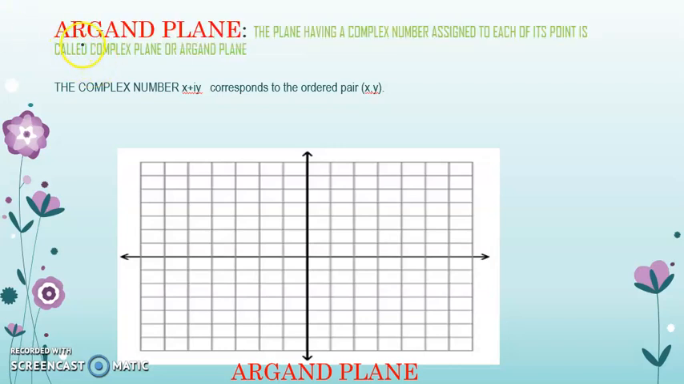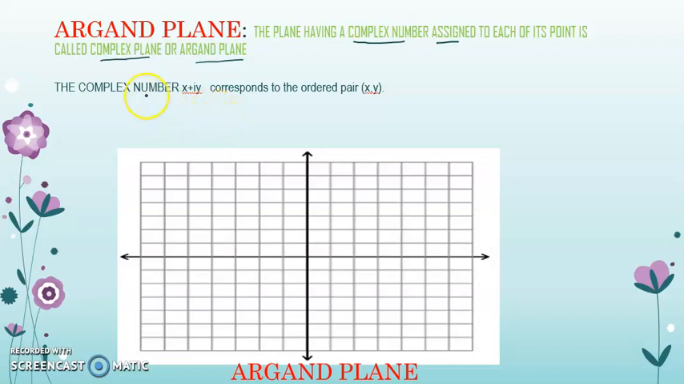So first definition, what is the Argand plane? The plane having a complex number assigned to each of its points is called a complex plane, or Argand plane. In the exam they won't ask you for the definition. This is just for an explanation, students. Since you are studying complex numbers, you should know the geometrical meaning and what the Argand plane is.